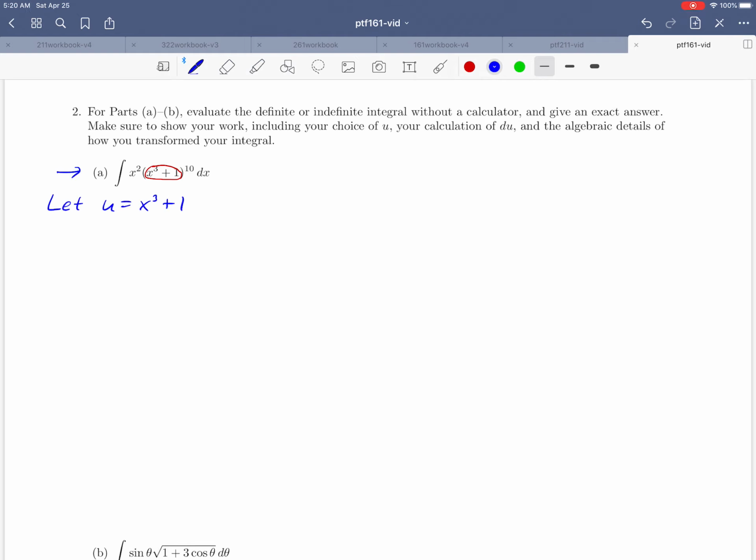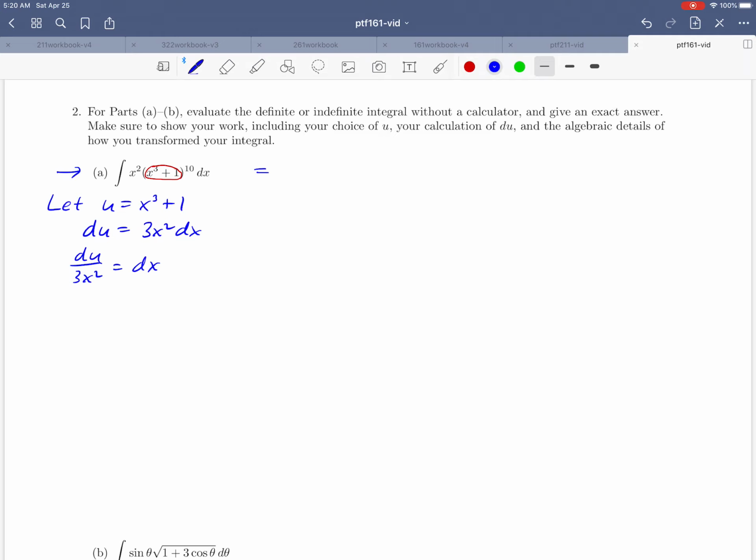After you've chosen your u, the next step is to take the derivative, the differential of that u. So the derivative of x cubed plus 1 is 3x squared, tack on a dx. And then we're going to solve that for dx by just dividing both sides by 3x squared. Okay, and those are kind of the starting steps when you do this.